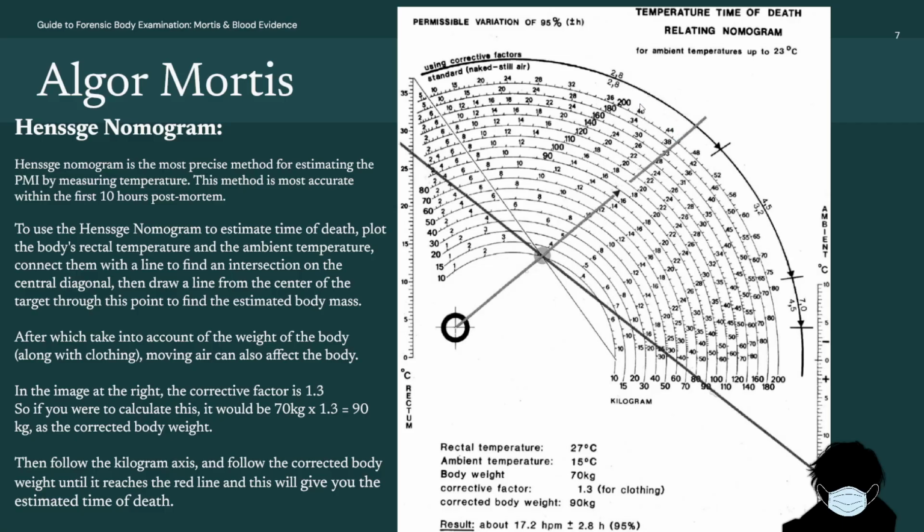as the central line, roughly like hit the 2.8 hour mark in the corrective factor part, as you can see. So yeah, that's all I have to explain in regards to the Henssge nomogram. It's pretty useful in determining the exact time of death, roughly 10 hours post-mortem.